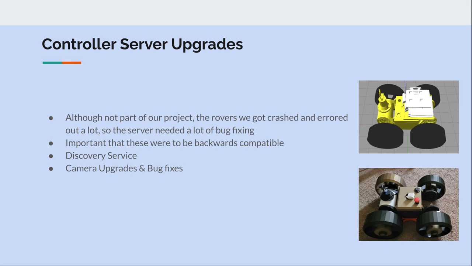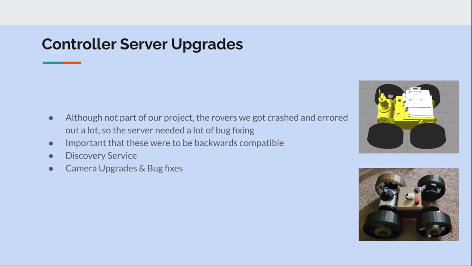One of our top priorities was making sure any changes we made were backwards compatible, so existing functionality wouldn't break for other teams or any future work we did. Along the way, we introduced a discovery service, which allowed users to easily discover rovers on the network using their IP address, and we improved the camera systems significantly, both upgrading them and, as I said before, adding in more bug fixes.